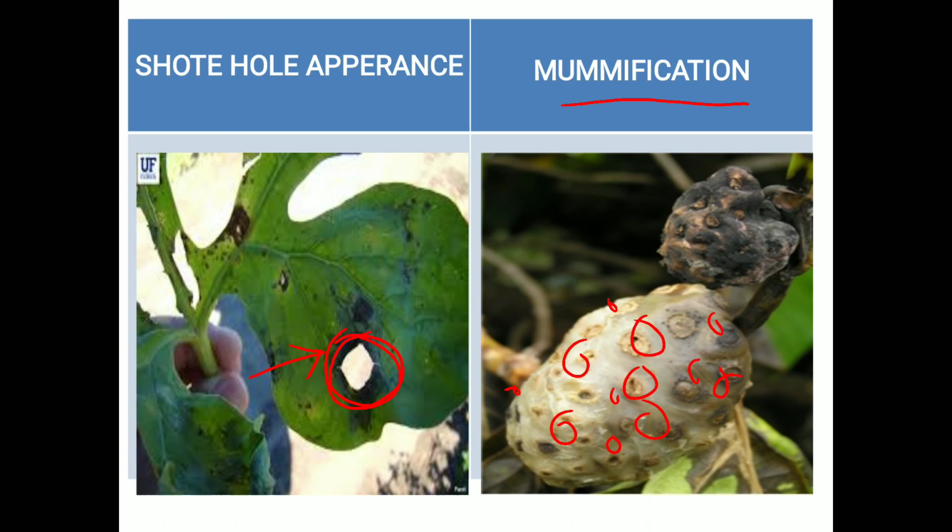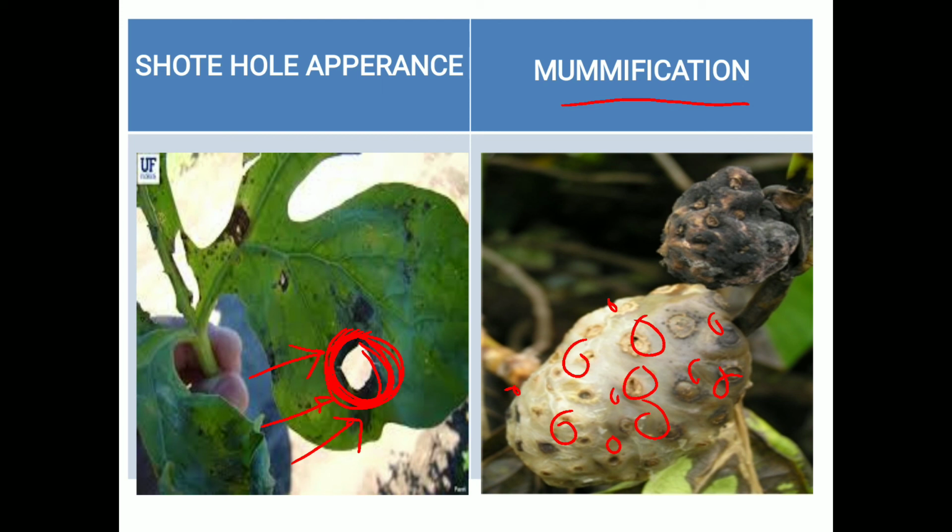Next one is short hole appearance. So short hole appearance means what? There is death of tissue that takes place here, and when the tissues become weak and there is a heavy flow of wind, due to the high pressure of wind the infected portion is blown away. This is not so much an infectious disease, but sometimes it causes infection to the plants. So it is called short hole appearance.